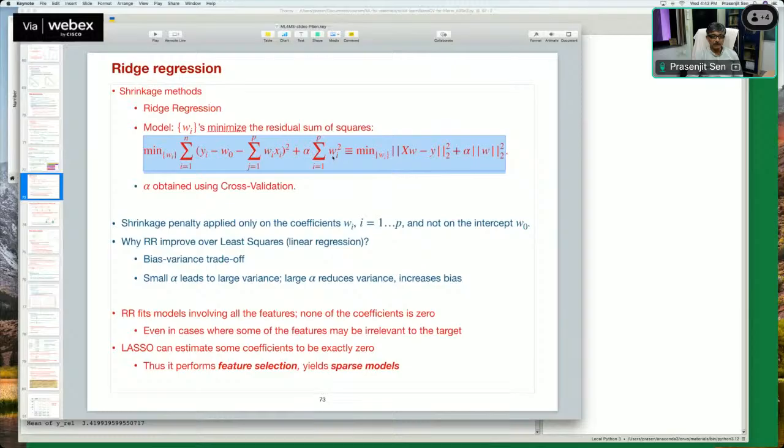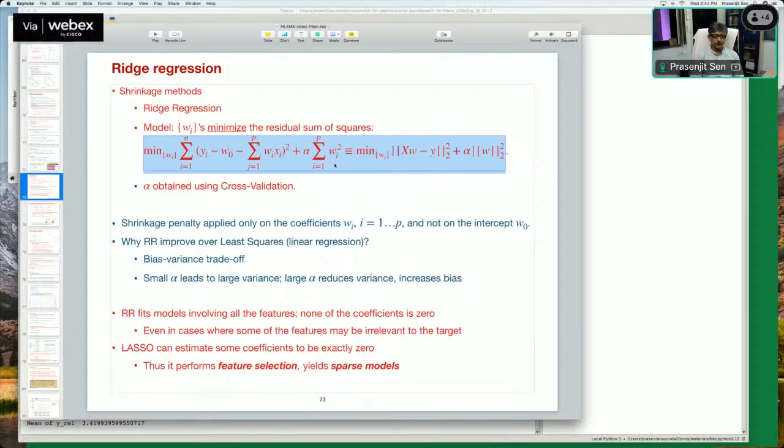Now instead of putting a penalty on the L1 norm, we are now putting a penalty on the L2 norm of the coefficients, so sum over Wi squared. Again, alpha has to be chosen. It's very similar in spirit, but the result is sometimes very different, at least conceptually. As I said, the shrinkage penalty is applied only on the coefficients, not W naught.